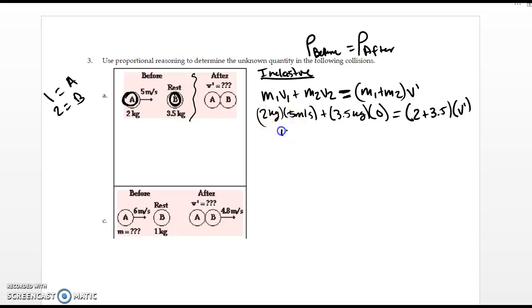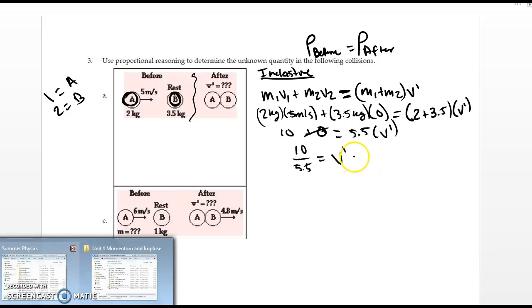In this case, I have 10 plus 0 is equal to 5.5 times V prime. In order to solve for this, I have 10 divided by 5.5. It's going to give me my velocity, and that is going to equal 1.81 meters per second. Good. Okay.